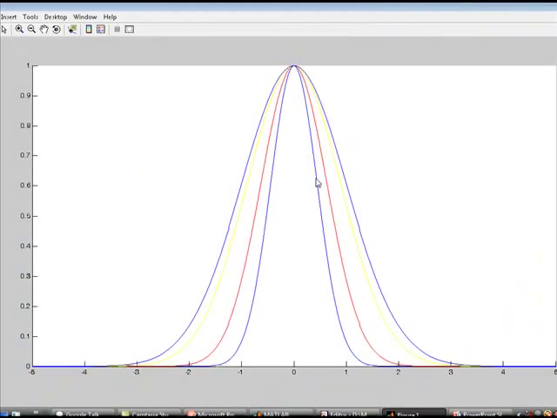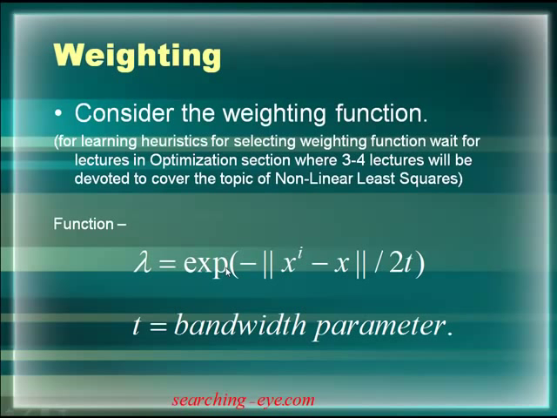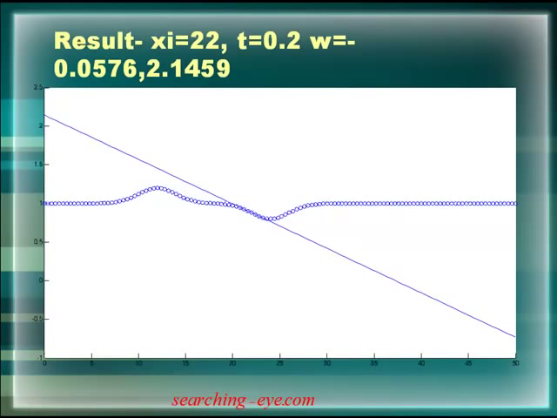This is for lambda with t equal to 0.2, 0.4, 0.8 and 1. As you increase t, the width increases, and as this width increases, you consider more of your instances for evaluating your hypothesis. So t is a bandwidth parameter; it controls the width of the weighting function. The more the width, the more distributed the weighting function is, that is, more of the points are considered for evaluating your hypothesis. This is the result of evaluating a hypothesis at point x equal to 22, choosing the bandwidth parameter 0.2.